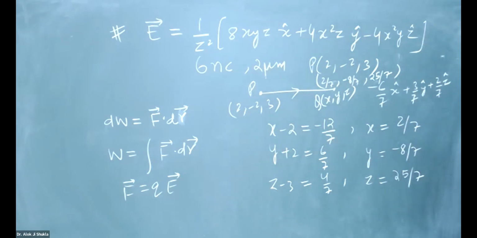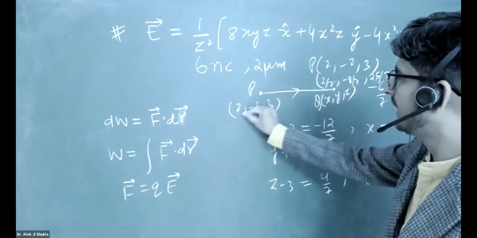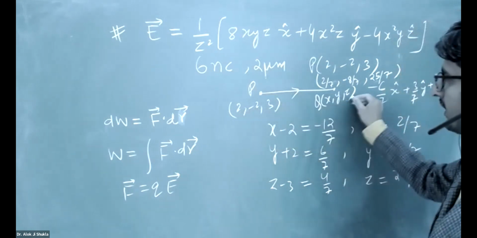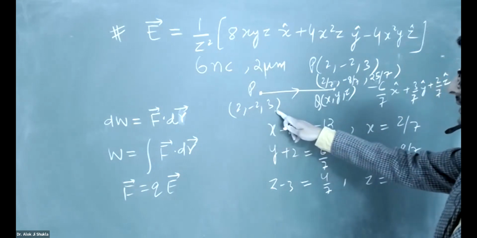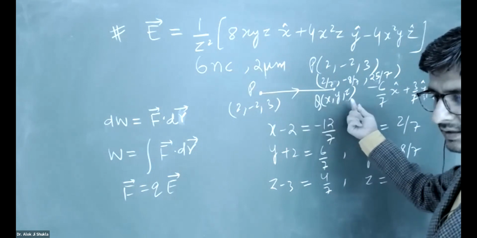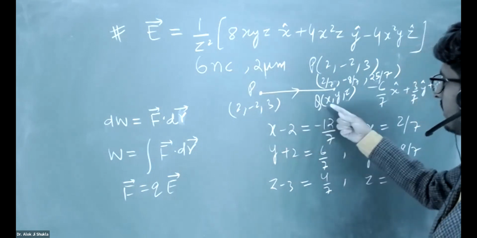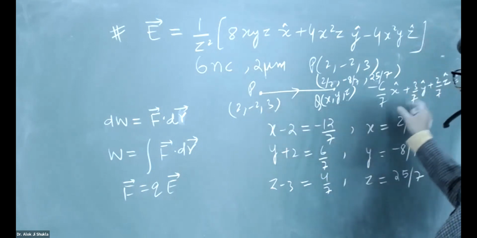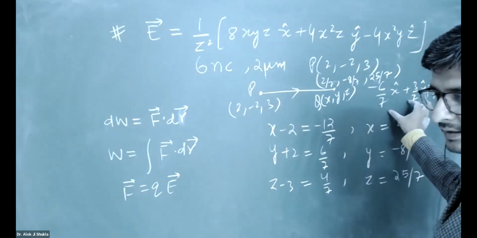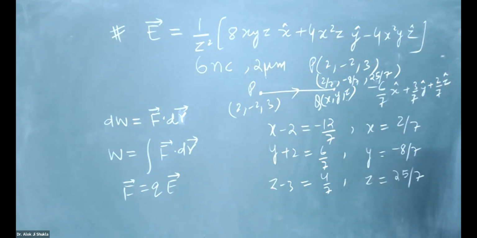Sir, can you explain once again how X minus 2 is minus 12 by 7? I didn't get it. Suppose this is x, y, z, and this is your new point, and the starting point is 2, comma, minus 2, comma, 3. The distance is 2 units, right? So X minus 2 will be 2 units of this vector. So minus 12 by 7. Okay, sir.